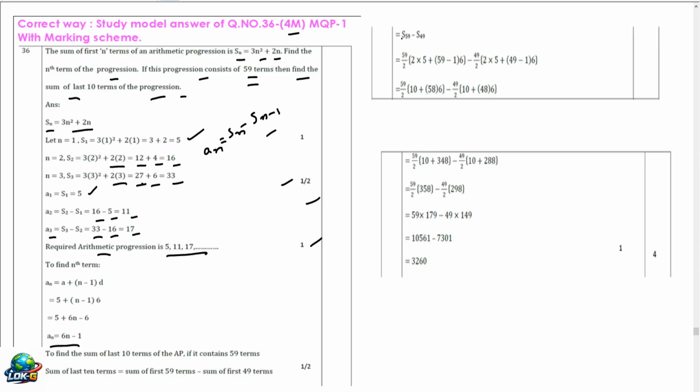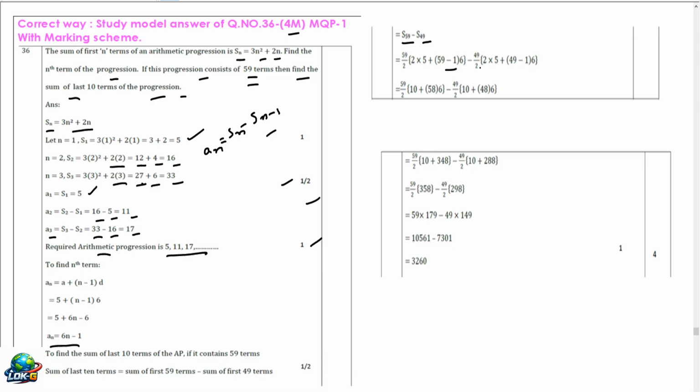Last 1 mark. You are asked to find the sum of the last 10 terms. The last 10 terms are given by S59 minus S49. If you subtract S49 from S59, you will get the last 10 terms. This will be n by 2 again, 2A plus (n minus 1) into 6, for 59 terms, minus the sum for 49 terms.